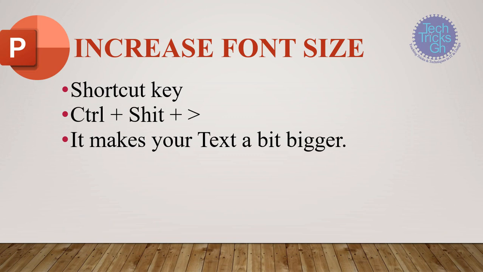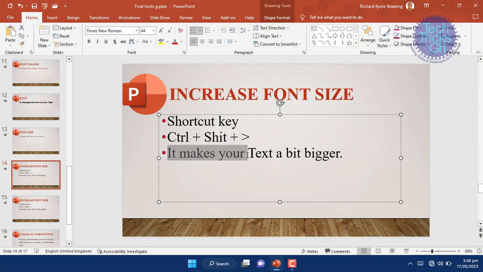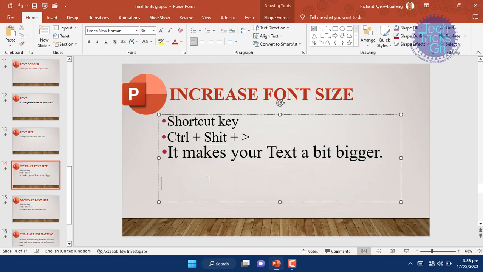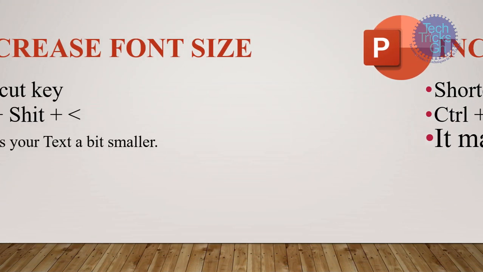Increase font size. The shortcut key is Ctrl plus Shift plus greater than sign. It makes your text a bit bigger. To use this command, select or highlight your text and click the Increase Font Size command to make your text a bit bigger. You can press Ctrl plus Shift plus greater than sign to acquire the same outcome.